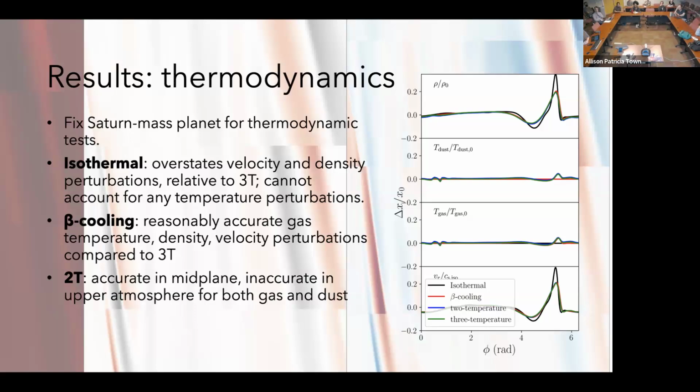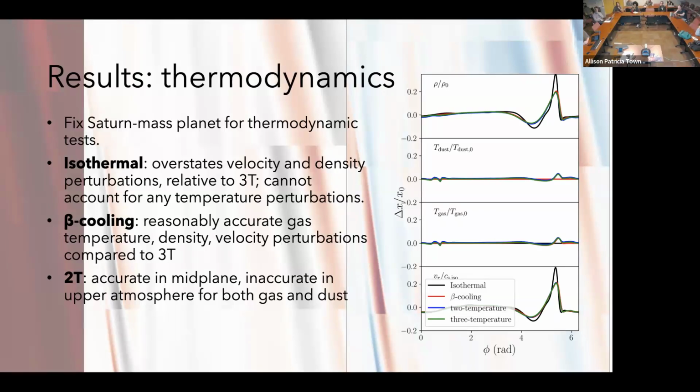So our results on thermodynamics: we fixed just a Saturn mass planet for this test. For the locally isothermal test, which was historically common in these hydro simulations, the velocity and density perturbations are overstated. And inherently, like I mentioned, with fixed temperature for all time, you cannot account for any temperature changes. If you do beta cooling, you get reasonably accurate gas temperature and density and velocity perturbations. But like I said, you cannot account for any changes to the structure of the disk. So when you go to higher mass planets that really change the shape of the disk, or when you have accretion luminosity, this will become problematic.